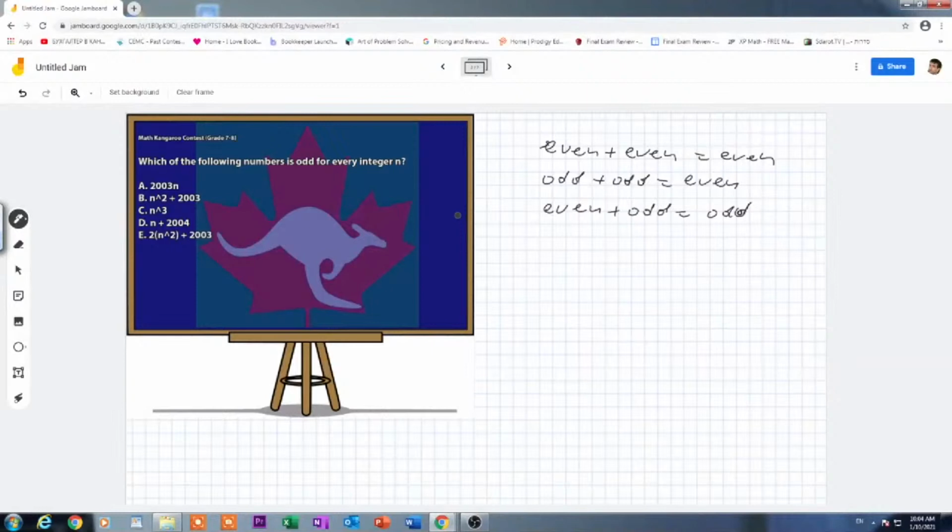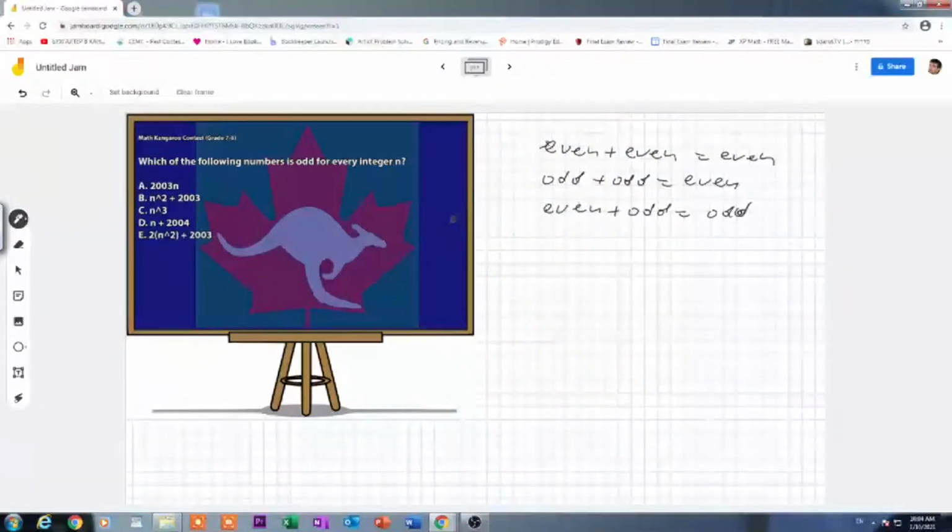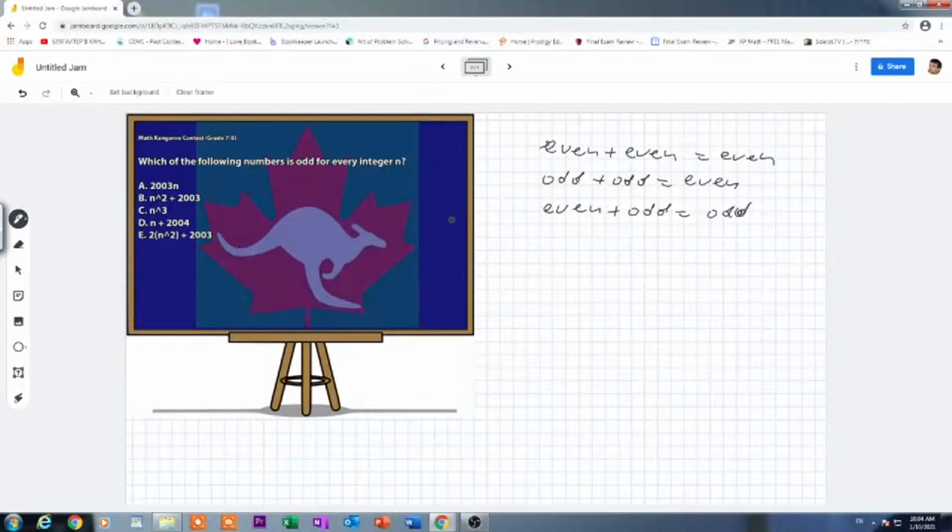So in part B, n squared can be even or odd, right? So we're not always going to get odd number as result on n. If it's even, we're going to get even result. If it's odd, we're going to get odd result. D, same. If n is even, then we're going to get even. If n is odd, we're going to get even.